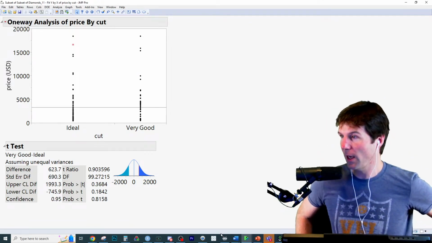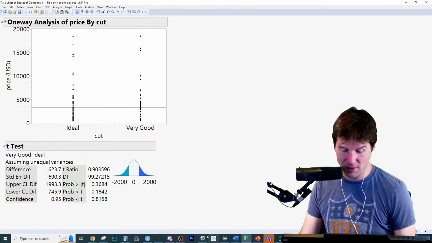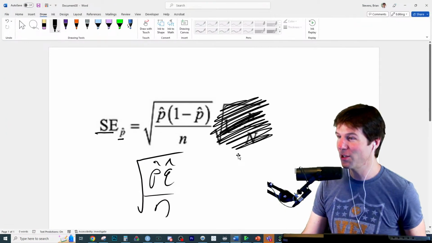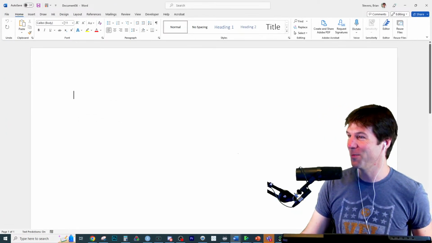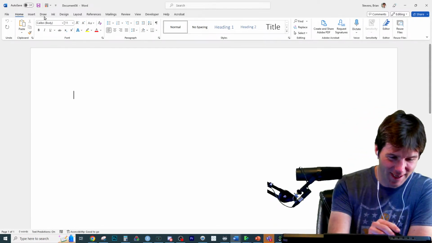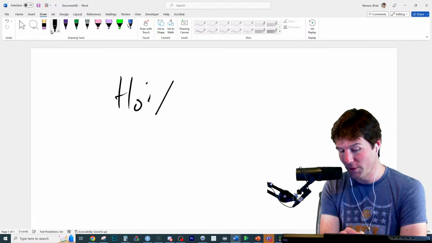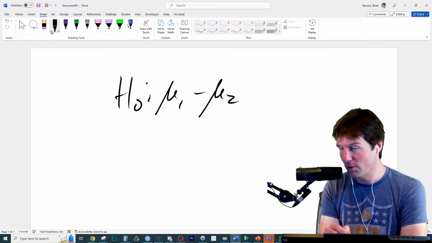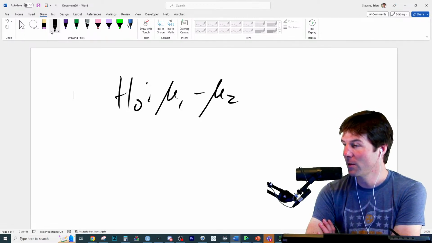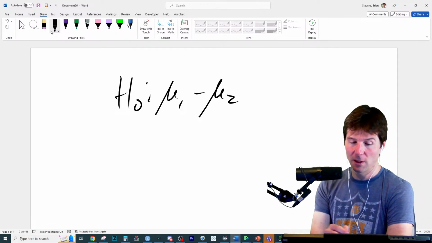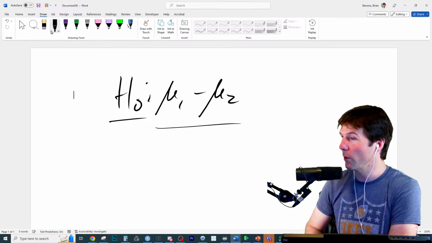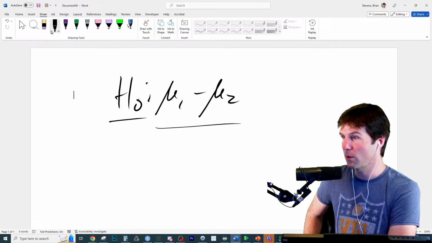So when we test two means, what is the null hypothesis? I actually didn't make that error on purpose. I misread the note. So the null hypothesis for the two means is we hypothesize that the difference between the two means is what? That the true difference between the two means is what? What would the null hypothesis be?